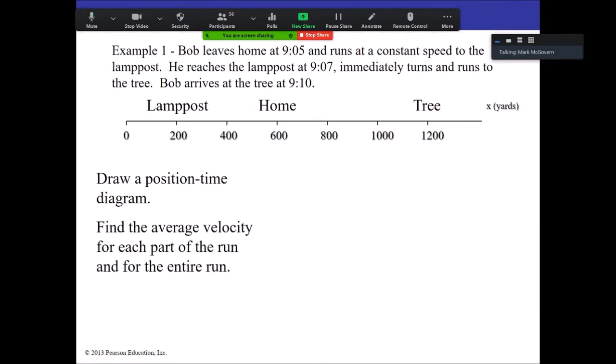So let's construct one of these things, actually. We had a story here, the age-old story of Bob and his lamppost at home. All right, so let's see what we got here. Bob leaves home at 9:05, runs at a constant speed to the lamppost, reaches the lamppost at 9:07, immediately turns and runs to the tree. Bob arrives at the tree at 9:10. We want to draw a position time graph and find the average velocity.